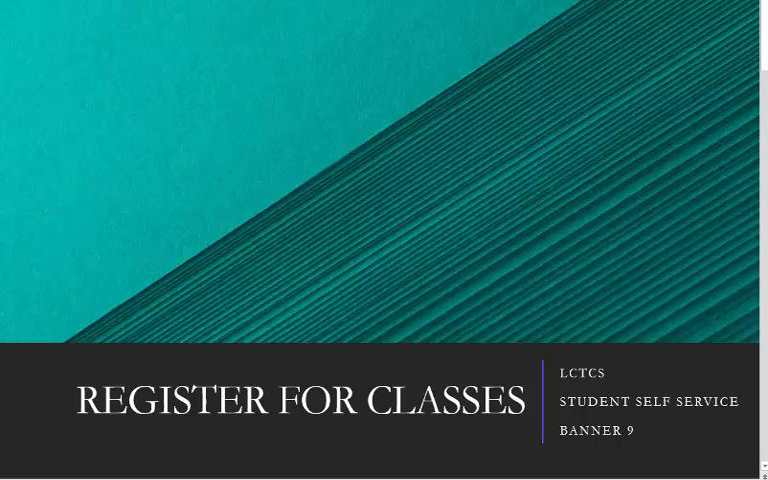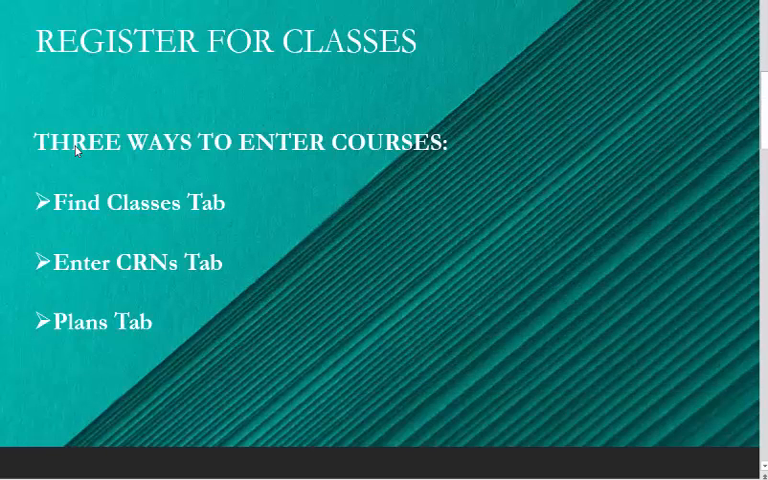So now it's time to register for the classes. There are 3 different ways to register for your courses. You can go under the Find Classes tab. This works very similar to the Browse for Courses catalog. We will find the courses and we will add them to our registration summary.